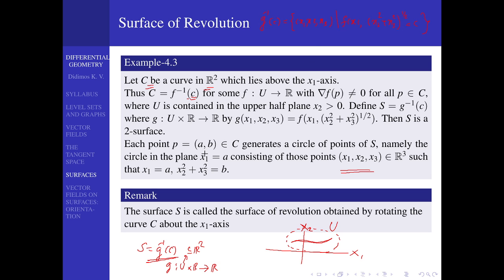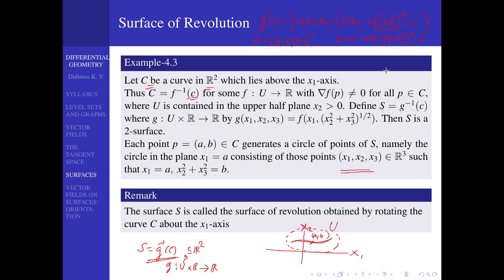Okay, so to understand this surface, we set a point P equal to (A, B) in C. This small c is the plane curve, and if you fix a point P, (A, B), in this plane curve, you can say that this P generates a circle of points of S, namely the circle in the plane x1 equal to A, and this part, (x2 square plus x3 square) whole raised to 1 by 2, is equal to B.